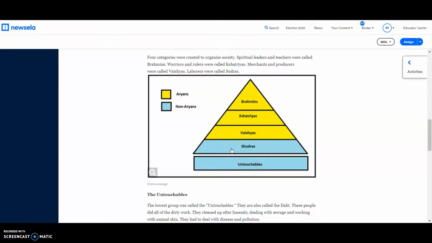So the whole point of this caste system is to control people and make them want to live a better life so that they could move up until they're finally a Brahmin. They're the best people in society. People look up to them. People love them. And people want to be them. Okay? So that's what the caste system is in India.